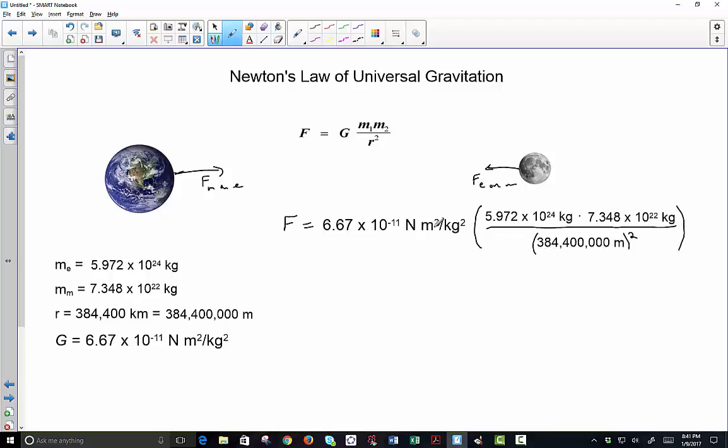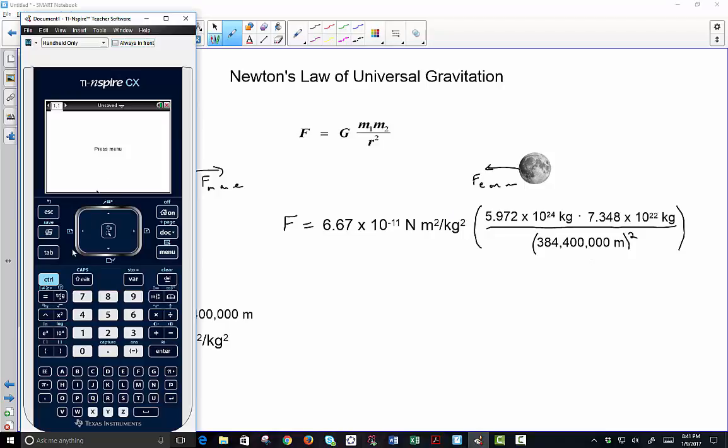What you'll see is the meters squared are going to cancel these meters squared, these kilograms squared cancel these two kilograms. So we'll just be left with newtons. So now the question is, how do we put this in the calculator? Let me show you that real quick. It's pretty simple. So we'll enter this entire thing. So we have 6.67.